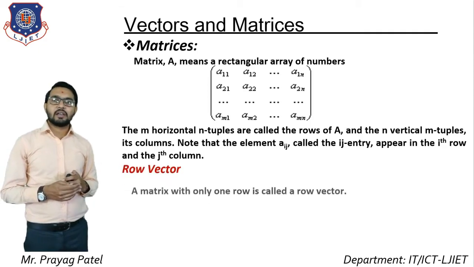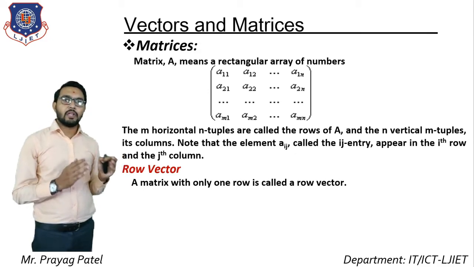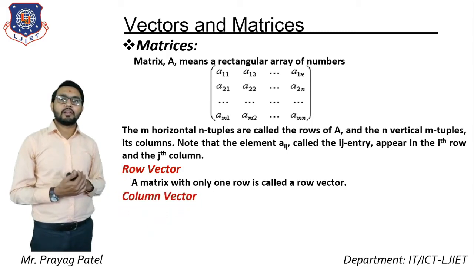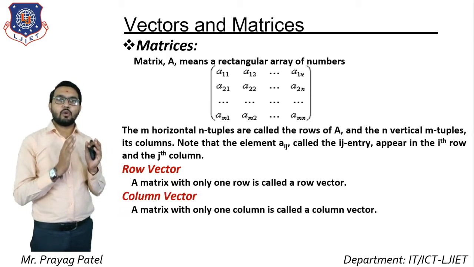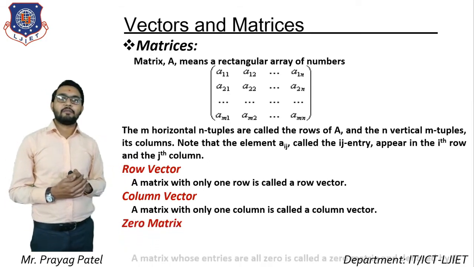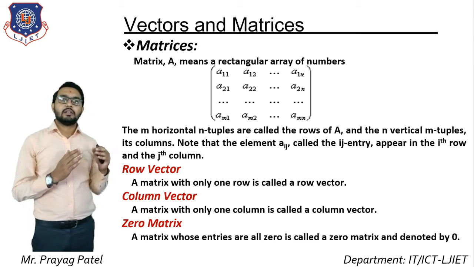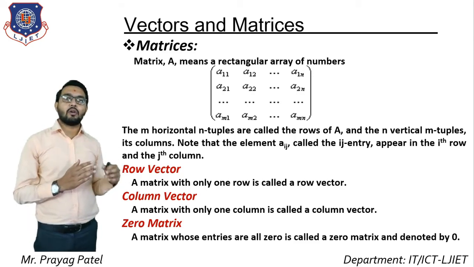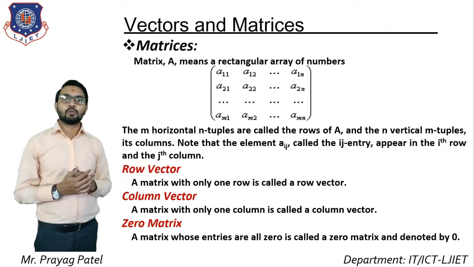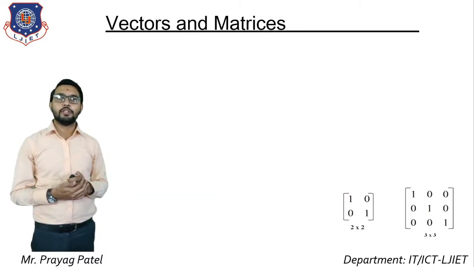Now the next definition is the row vector or row matrix. A matrix with only one row is called a row vector. A column vector is a matrix containing only one column. Now the next definition is the zero matrix. A matrix whose entries are all zeros is called the zero matrix and is denoted by 0. So a zero matrix means all the entries in the matrix are equal to 0.